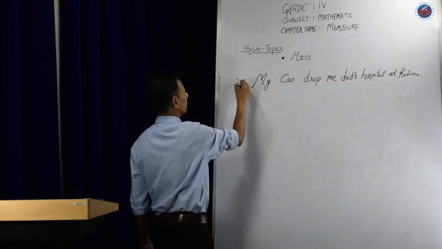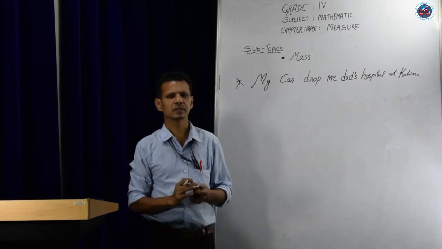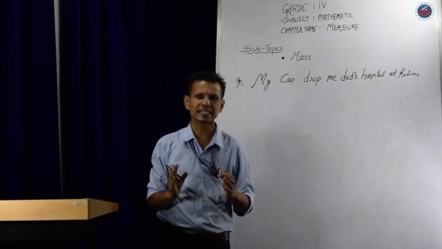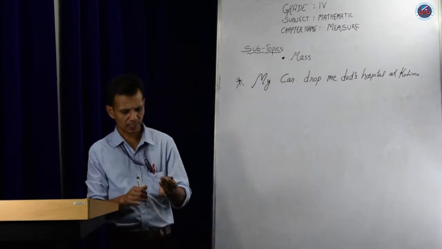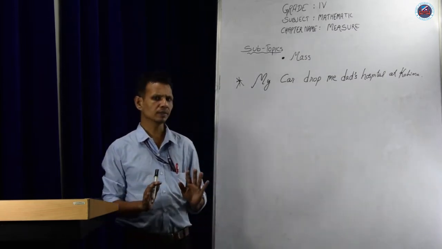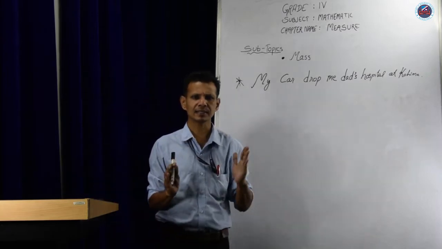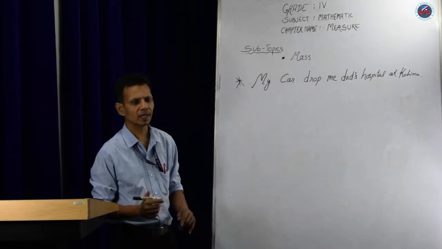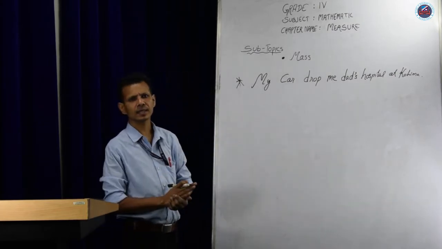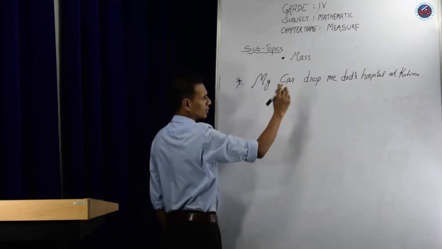I want you to learn this by heart. My car drops me at hospital at Kohima. Learn this by heart, it is going to help you out. Is it clear? Always remember this one sentence. Now let's use this sentence and see what happens. Now read out all this one by one.